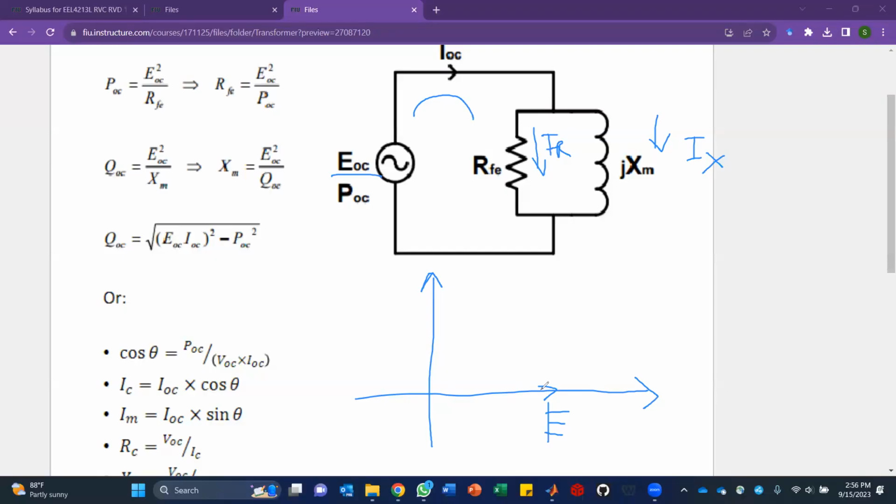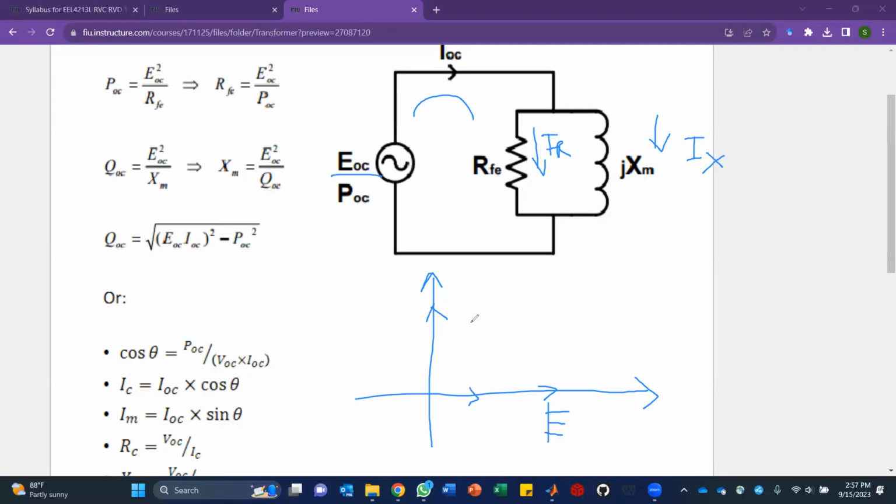So this is E. If this is E, the current along the resistive component will go on the same axis. And what about this one? It will be perpendicular to the IR, so it will be on this section. I'm not going to tell you how to draw the rest of it. You need to identify the resultant current, which is IR plus IX.